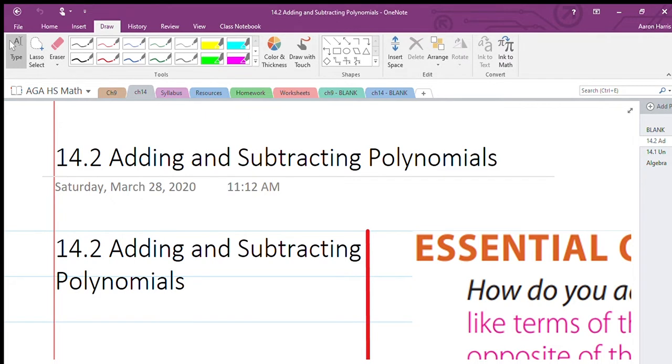Okay, so today we're going to talk about 14.2, which is adding and subtracting polynomials. Now, basically all of this is going to do is go over a lot of vocab to make sure that we understand why we can do what we're allowed to do when it comes to adding and subtracting of these polynomials. Okay, so let's get started.